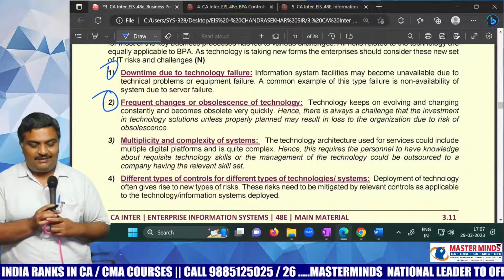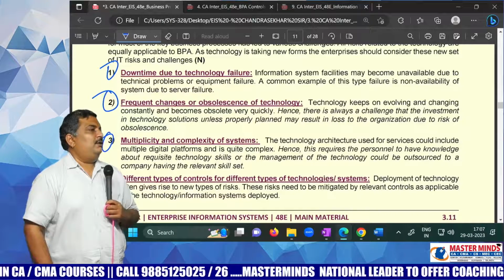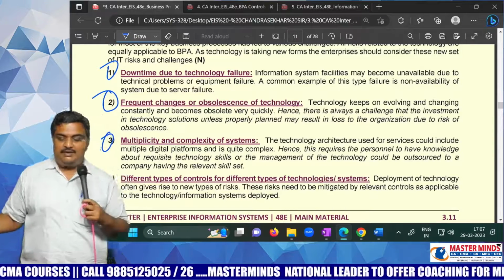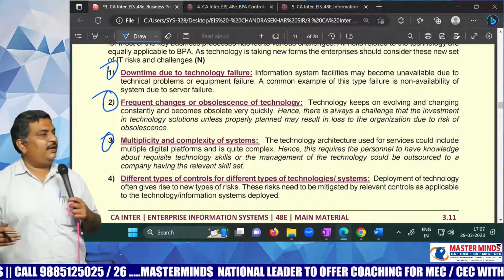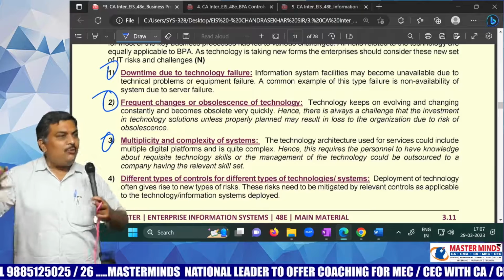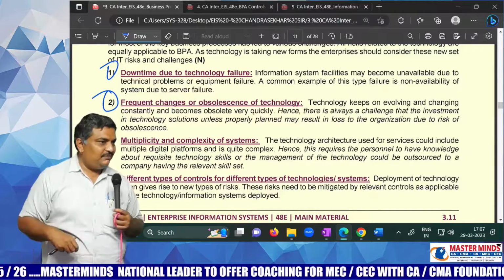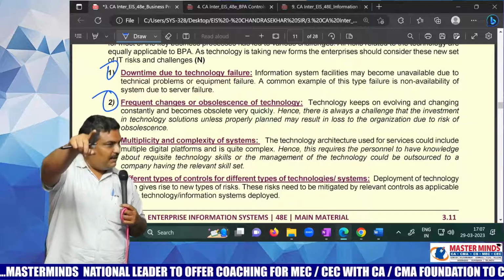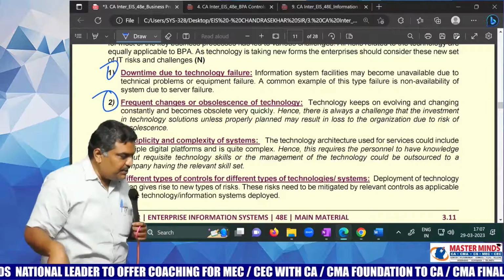Multiplicity and complexity of systems. Lot of software, lot of complexity. That is not so easy to deal with. For example, in our organization, in this room, how much complexity of technology is there? That is a different technology. If there is some problem with that, I need to know about its operations and all. And this technology is different.